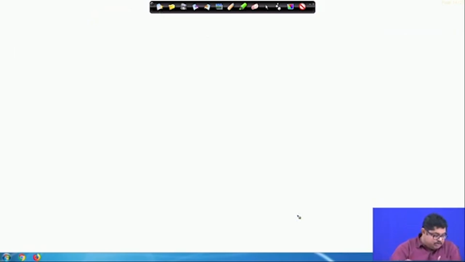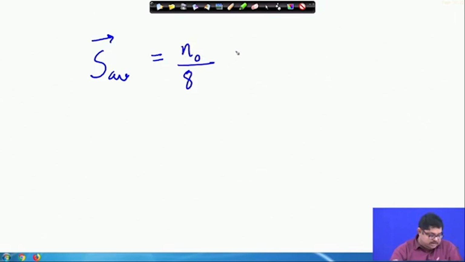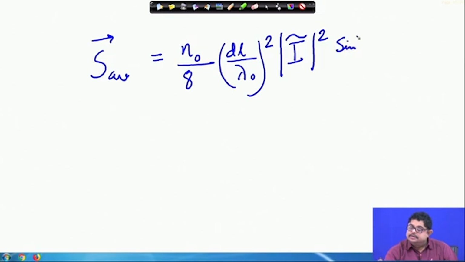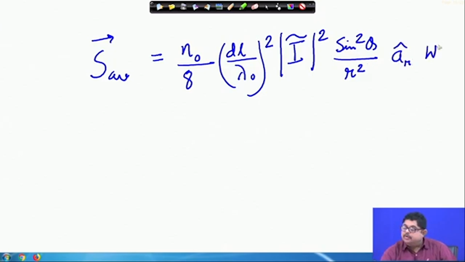Now, let us complete that, because we know the fields. So, we can write the expression for that. If you do that, you will be able to write it as eta naught by 8 times dl by lambda naught whole square, I square sin square theta by R square, a_r watts per meter square. So, this is the expression.